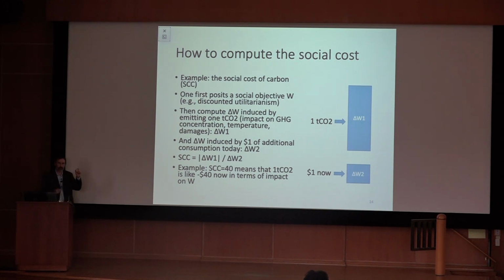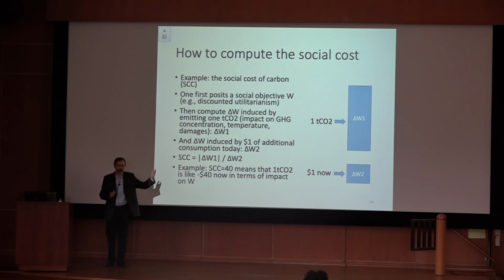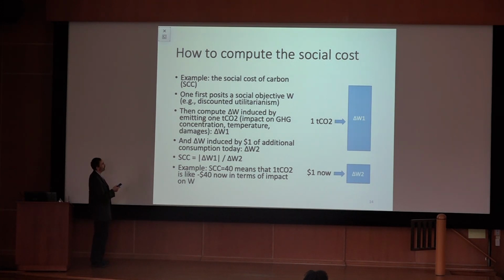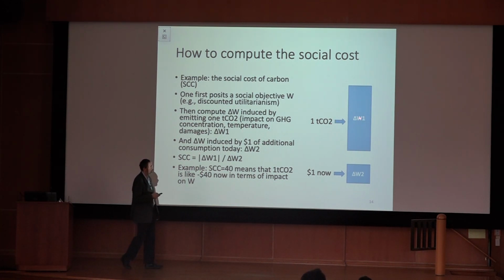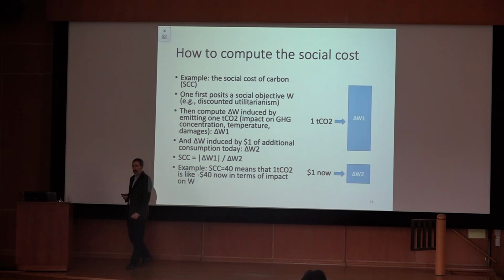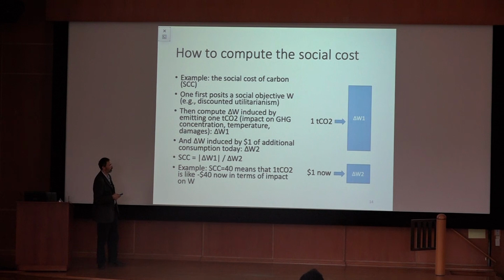You imagine that there is 1 more ton of CO2 emitted now, and you look at the impact of that on climate damages, that reduce the living standards in the future and so on. So you look at the impact of that on your objective function. So you say 1 ton of CO2, what is the impact on my function W, my objective function? Let me call that delta W1. That's the variation. So the size of this box here is the change in W induced by a ton of carbon. So it's a negative thing. It's bad for the future, of course.